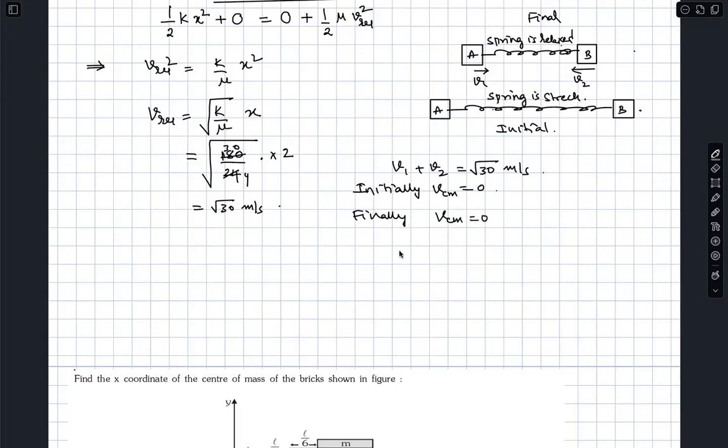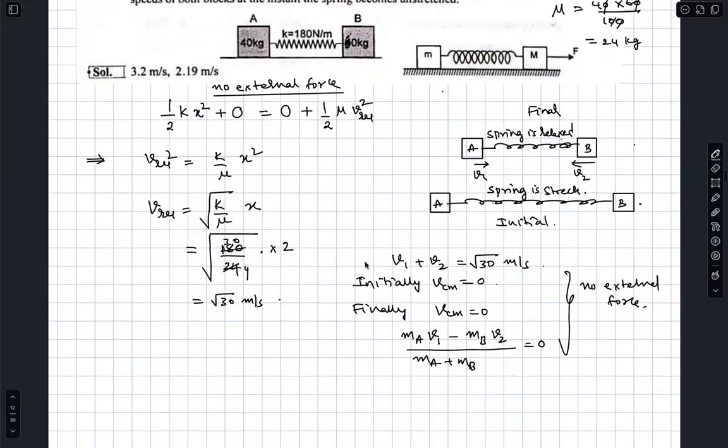Now for this purpose, (m_A v_1 minus m_B v_2) divided by (m_A plus m_B) is equal to 0, because there is no external force. When there is no external force, the velocity of the center of mass should remain constant. Initially it is 0. Finally also it should be 0.